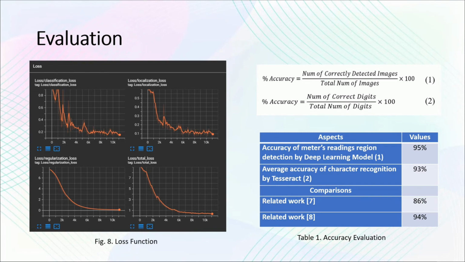The accuracy evaluation of the system is based on 2 aspects, namely the accuracy of meters readings region detection by the deep learning model, as shown in equation 1, and accuracy of character recognition in equation 2. The accuracies are being averaged with the total images evaluated. Table 1 shows the results of accuracy evaluation, which both aspects achieve more than 90%. The table also shows the comparisons to related work.